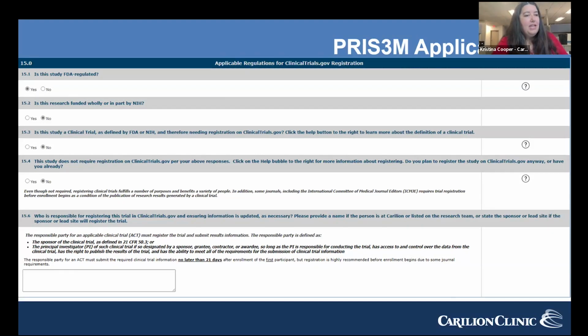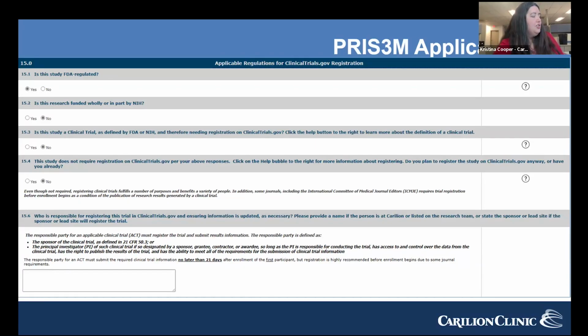So again, this is going to be if you have something that is not FDA regulated, it's not funded by the NIH, but you do plan on publishing your results. So you can say yes to this question that you are planning on submitting, even though you don't have those regulatory requirements. If you answer yes to this, it'll pop up additional information. They'll ask you about the NCT number, which we'll go over in a second, and when you're going to enroll and who's the responsible party.